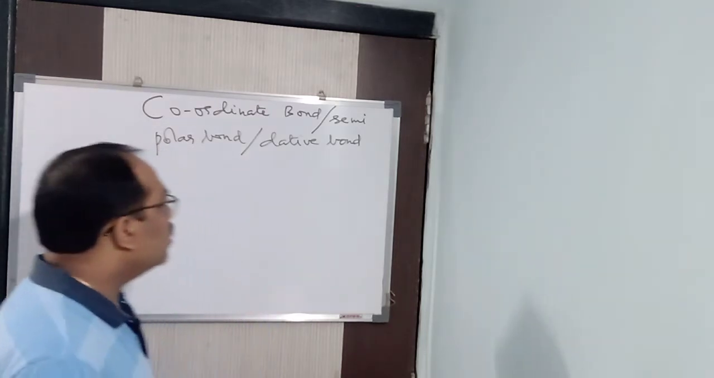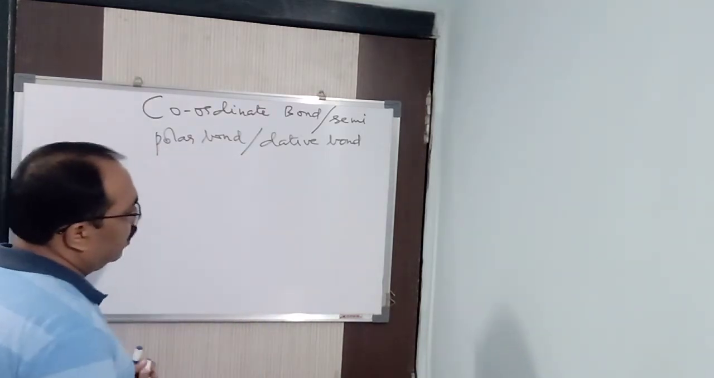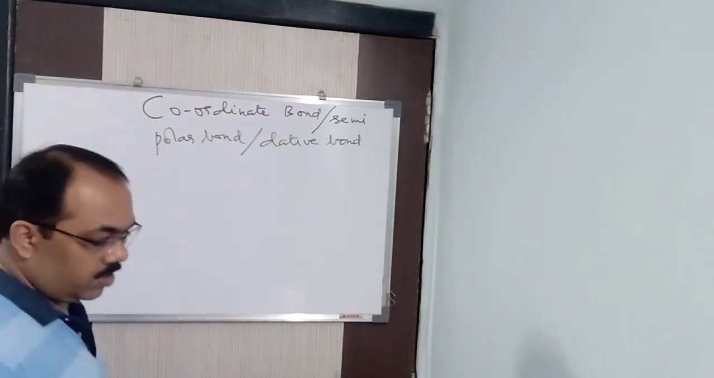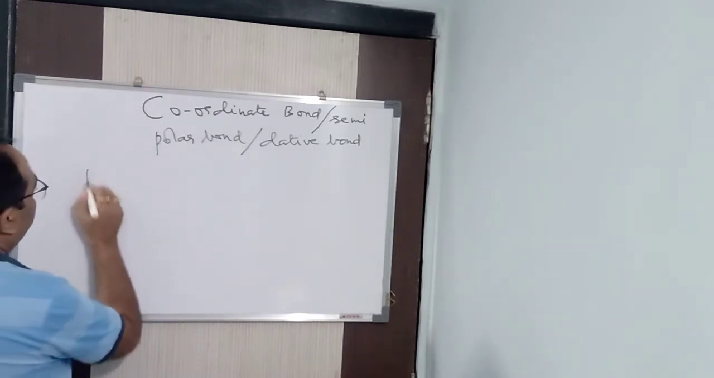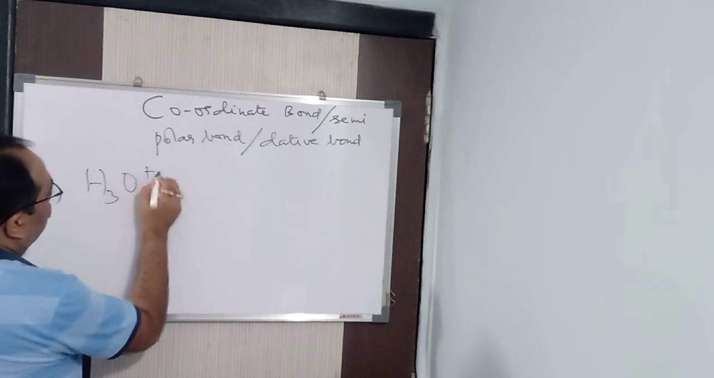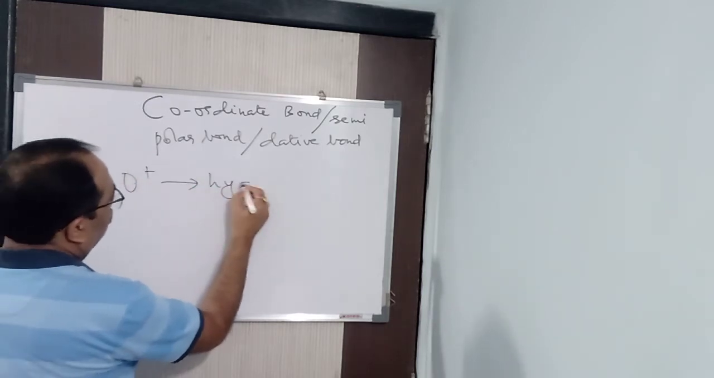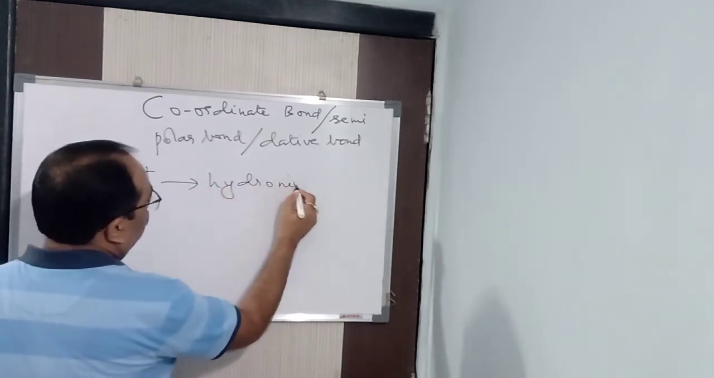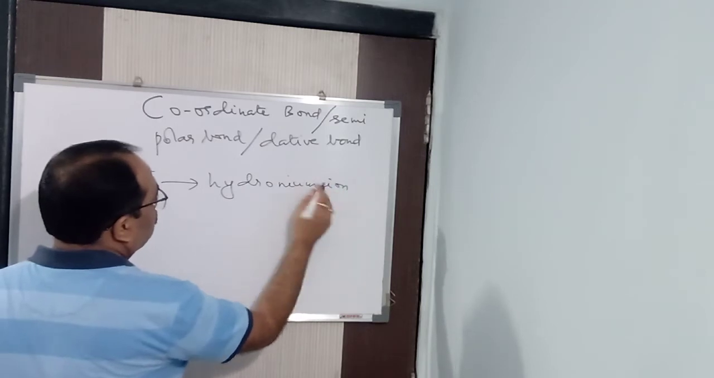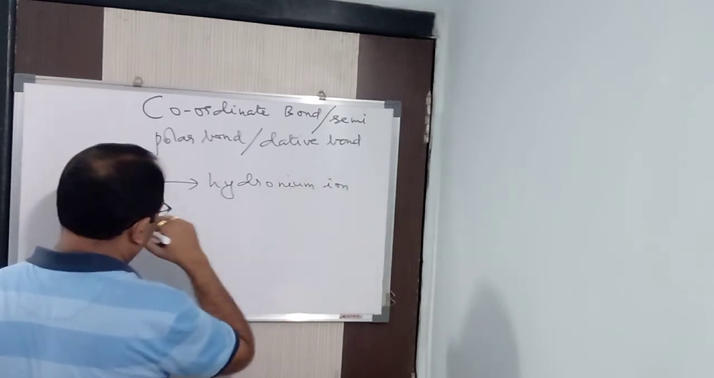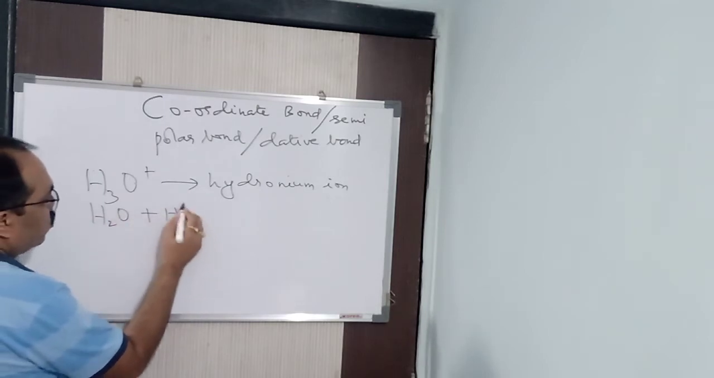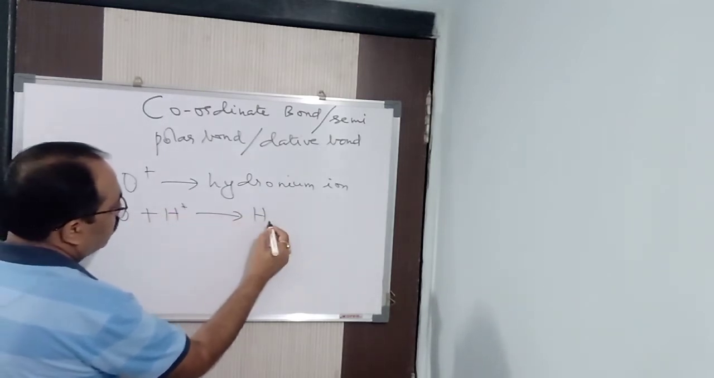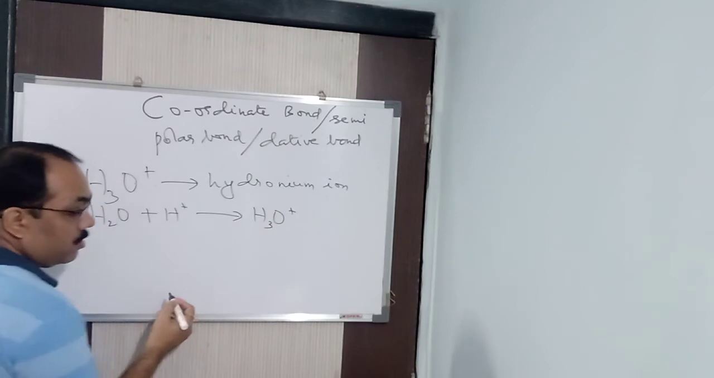Now let me show you the bond formation of a particular molecule. See, it's a very simple one. H3O+, which you know is called the hydronium ion. Now how does the hydronium ion form? Generally the equation is this way: H2O reacts with H+ to form H3O+.